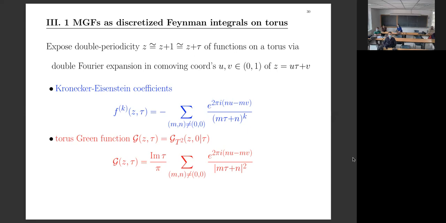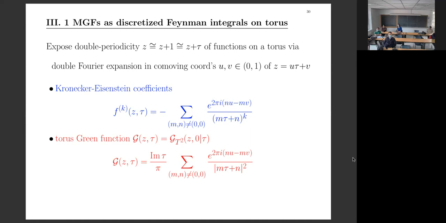And in order to integrate functions on the torus that are furthermore doubly periodic, it's highly useful to work with their Fourier representation. If we are dealing with doubly periodic functions on z+1 and z+tau, then you can do Fourier expansions in two variables. Namely, we take the real variables u and v in the parametrization of the punctures as u tau plus v. So u and v are the real and co-moving coordinates of the torus punctures that we will integrate.